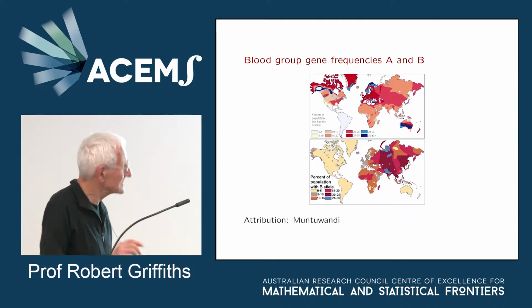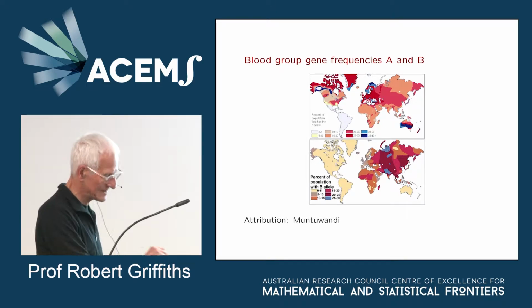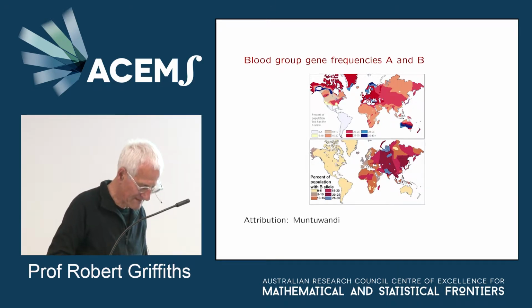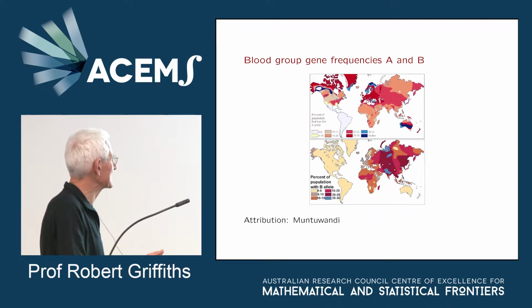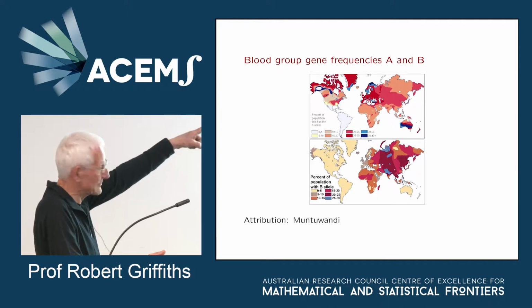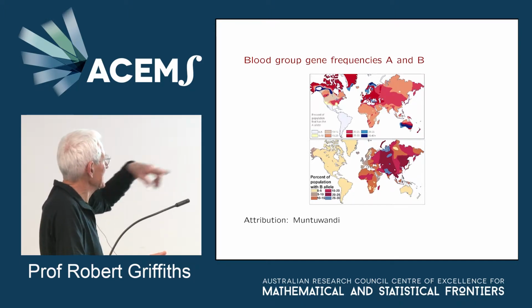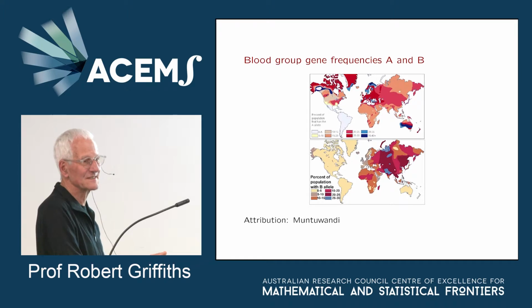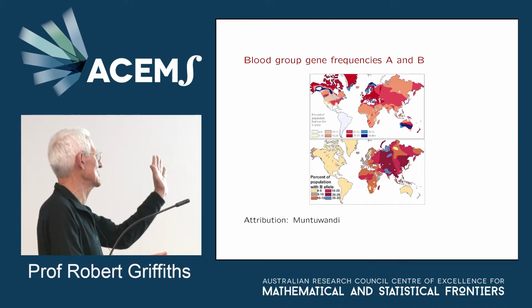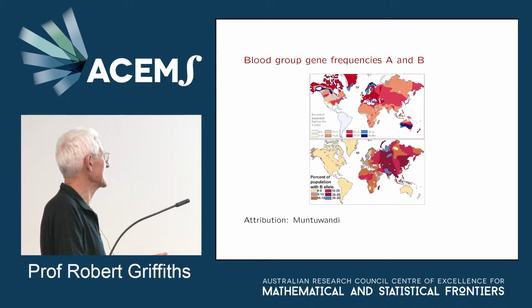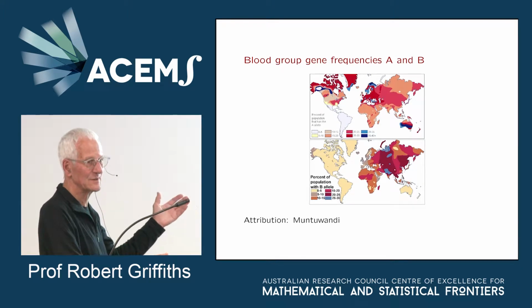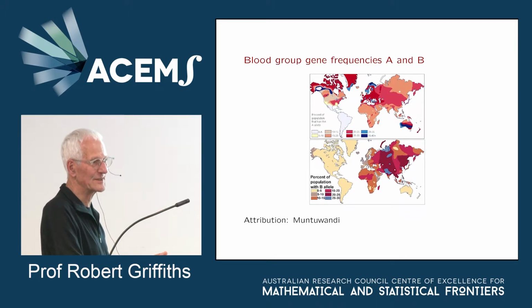This is a picture of blood group gene frequencies A and B. The frequencies of these blood groups, well, they're really gene frequencies, A and B, vary in the world. And so there's a sort of spatial distribution over the world. And you can think that there's a randomness associated with these gene frequencies.